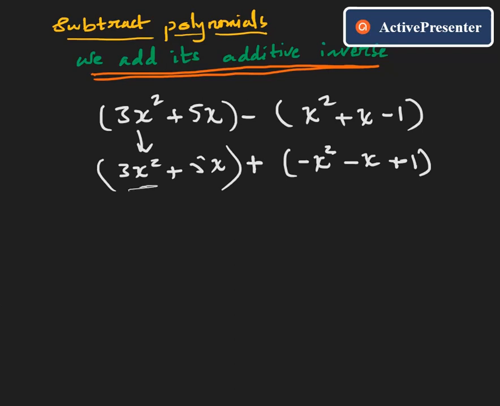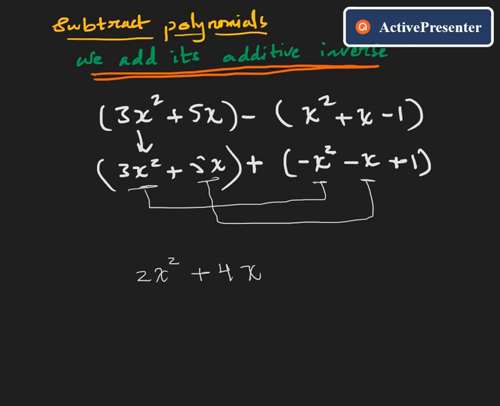Now it is an easy task to add these two polynomials. These are the like terms: 3x squared and minus x squared, and 5x with minus x. If you add, 3x squared minus x squared is 2x squared, 5x with minus x is 4x, and plus 1 will remain the same. Now we performed the subtraction. What did we do? We added its additive inverse. You can easily do that if you have the question again.